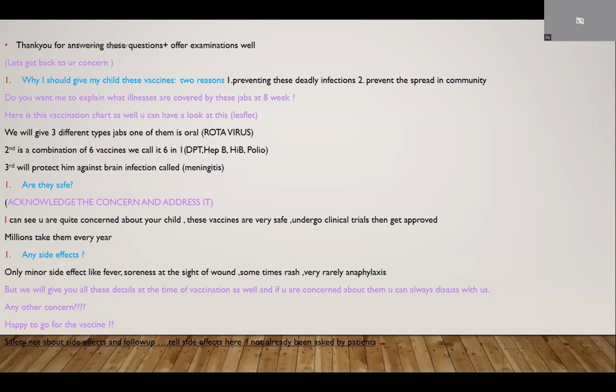Yes. So if you are not able to convince the patient, you can always get your senior to speak to the patient, or you can give them some information leaflets and ask them to come at some other point, or ask them for a telephone consultation, so that you can discuss these vaccines in more detail.